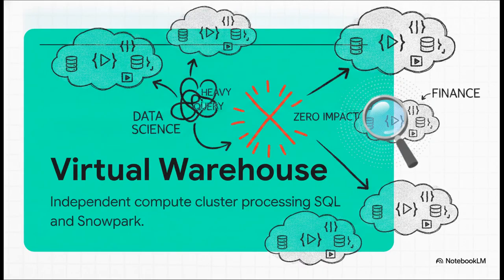Okay, moving up to layer number 2, compute. In Snowflake, compute power is provided by what's called a virtual warehouse. Now, this is just an independent compute cluster that processes SQL statements and runs your Snowpark code. But here's the crucial point right here. Because these clusters are independent, they do not share resources with one another. This means a massive, super heavy query run by your data science team on one virtual warehouse will have absolutely zero impact on the performance of the finance team's virtual warehouse. No more fighting for resources.